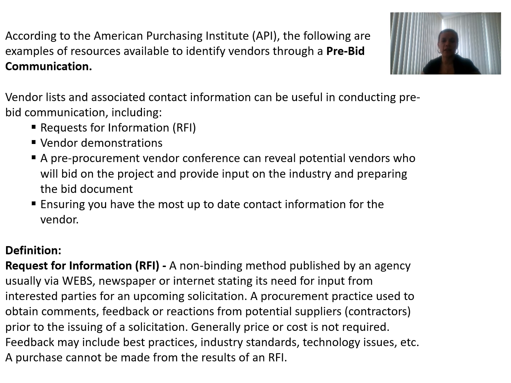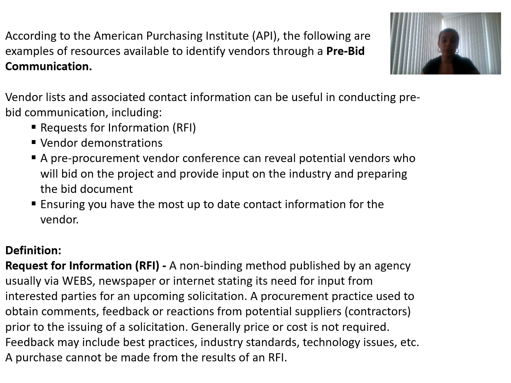You will have a vendor list and associated contact information that can be useful, and we talked about the company master vendors file. So you can go through a request for information. This is a formal document too. Vendor demonstrations, a pre-procurement vendor conference that maybe can reveal potential vendors who will bid on the project, or ensuring you have the most up-to-date contact information of the vendor. At the end, all of these are sources of a vendor list that will increase your master list.